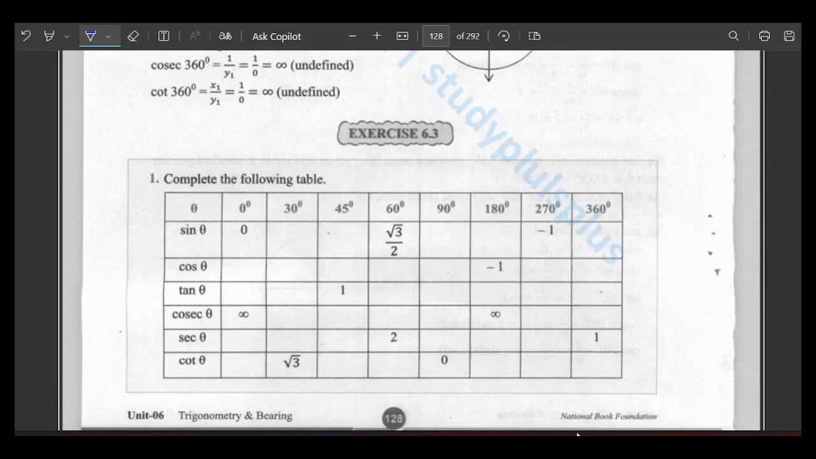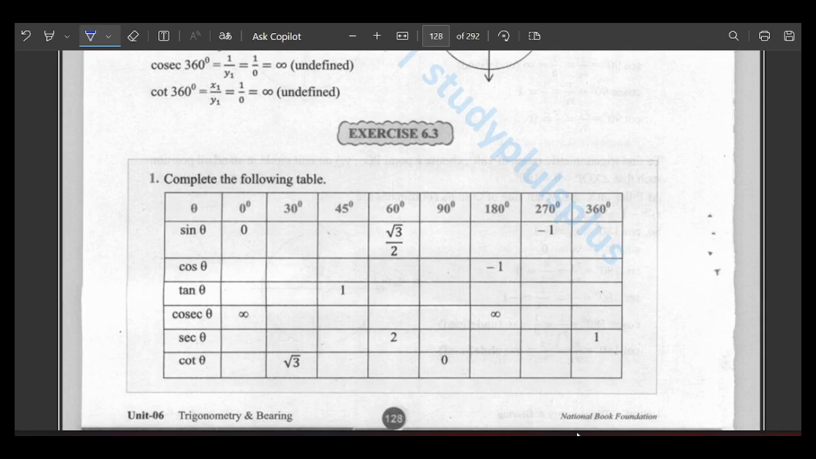The first question states that we need to complete the following table regarding sine, cos, tan, cosec, sec and cot of theta. A point to remember is that sine theta, cos theta, and tan theta are the three main trigonometric ratios or functions. If you take reciprocals of them, that means the opposite of them, then that is cosec, sec, and cot. So in total we have six trigonometric ratios. We need to complete the following table regarding the values of theta.